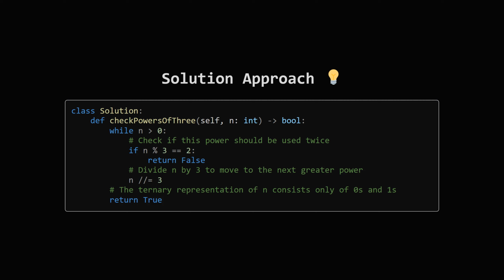Here's my solution. I'm essentially converting the number to base 3. If at any point we see a remainder of 2 when dividing by 3, we know it's not a valid sum of powers of 3, because that would imply using a power of 3 twice.